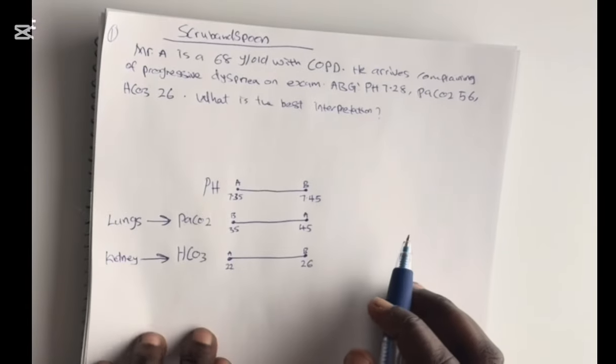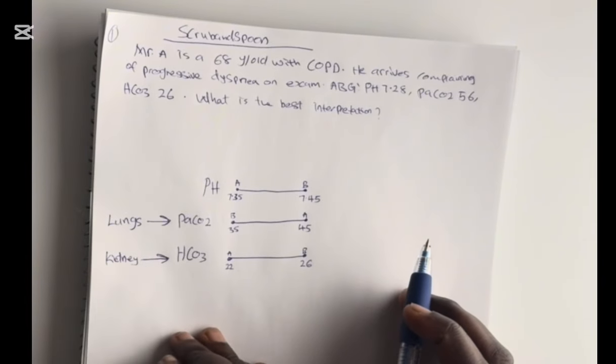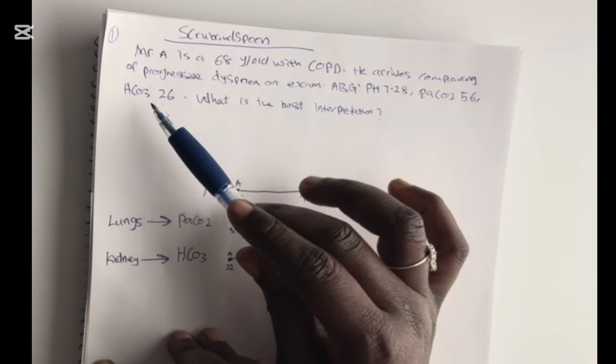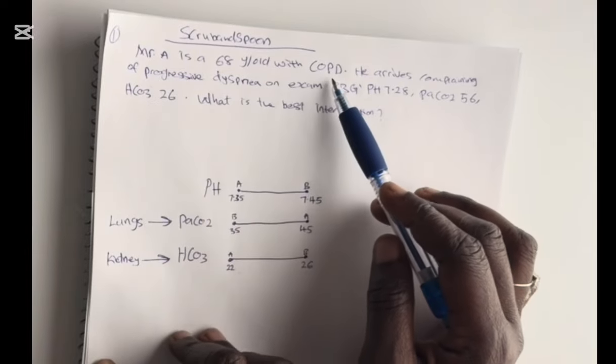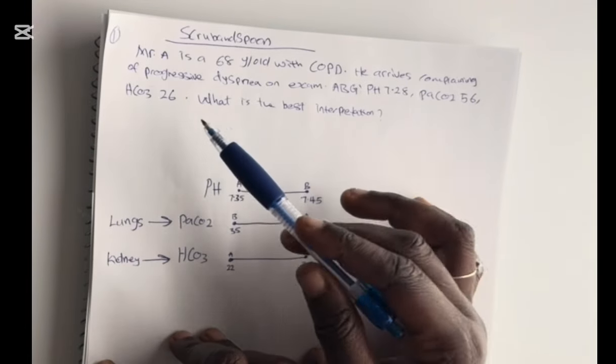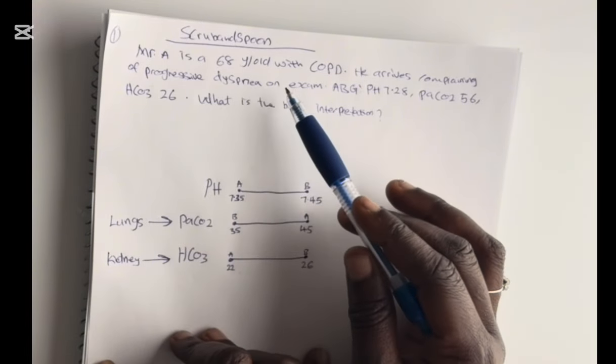All right, now let's do our ABG interpretation questions. Okay, now Mr. A is a 68-year-old with COPD. He arrives complaining of progressive dyspnea on exam.